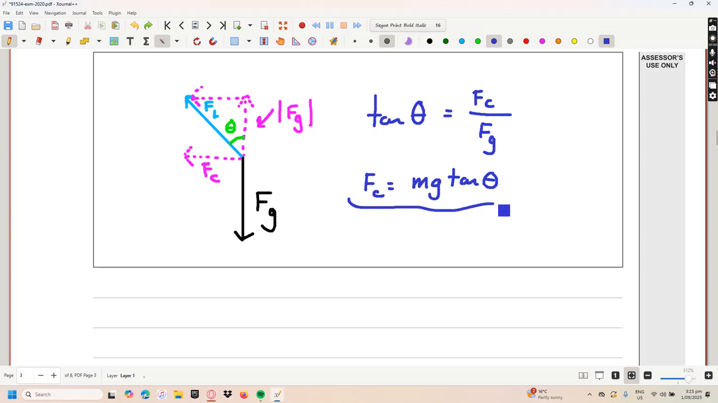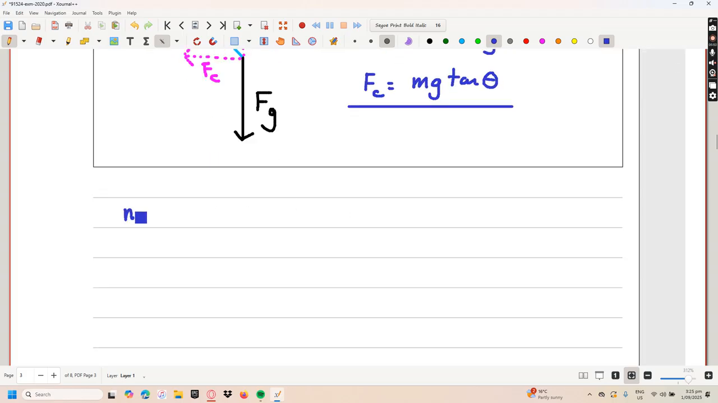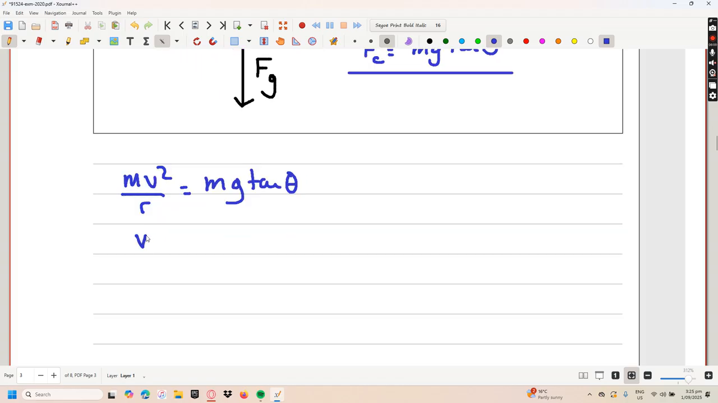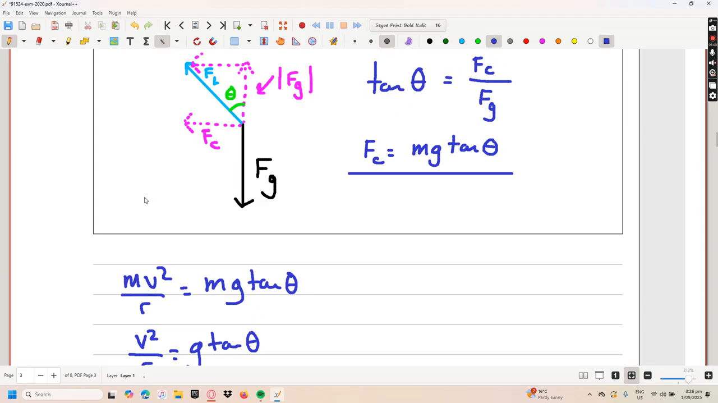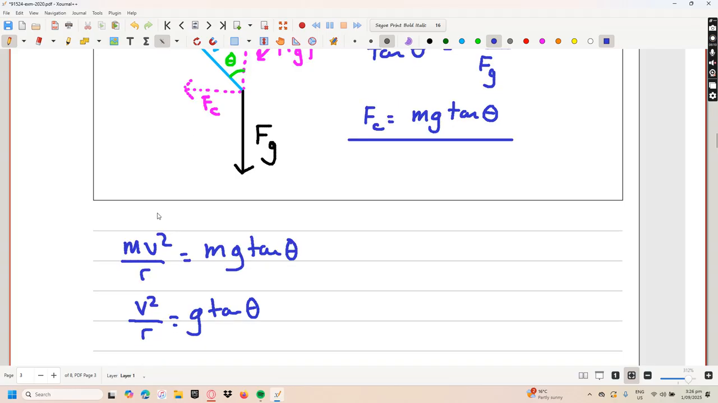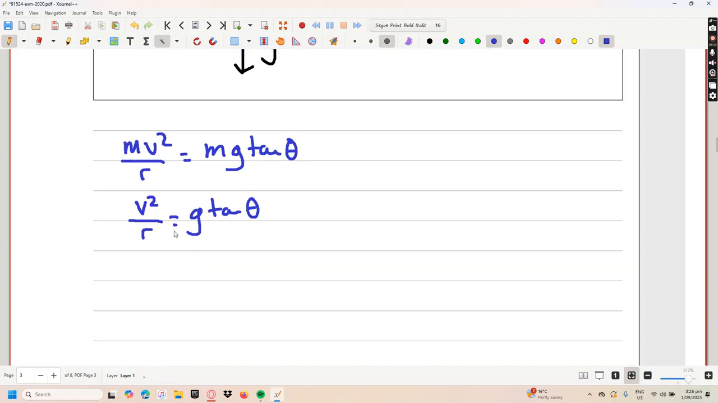But this equation here that we've just derived is very useful because it allows us to say mv squared on r equals mg tan theta. And so v squared on r equals g tan theta. That's quite profound, realizing that the mass actually cancels out. That's quite an important concept.